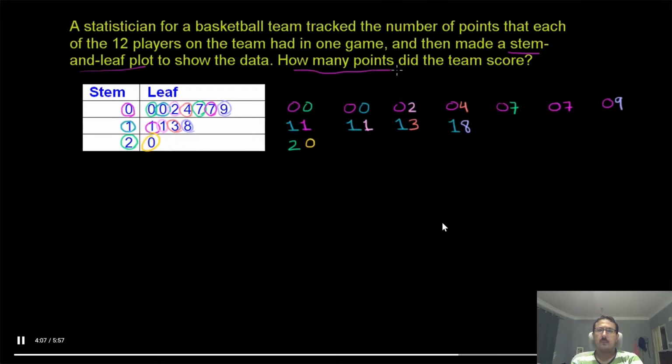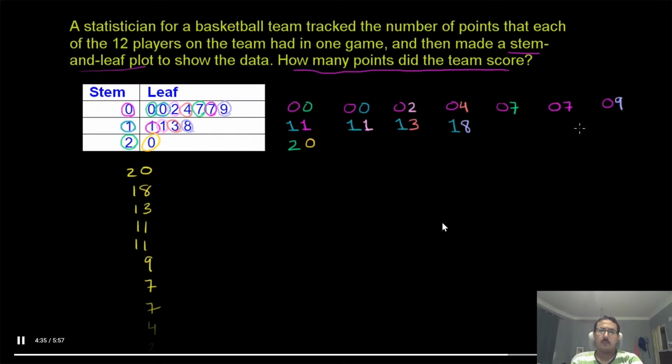How many points did the team score? So here we just have to add up all of these numbers right over here. So we're going to add up, I'll start with the largest. So 20 plus 18 plus 13 plus 11 plus 11, plus 9 plus 7 plus 7 again, plus 4 plus 2. Did I do that right?